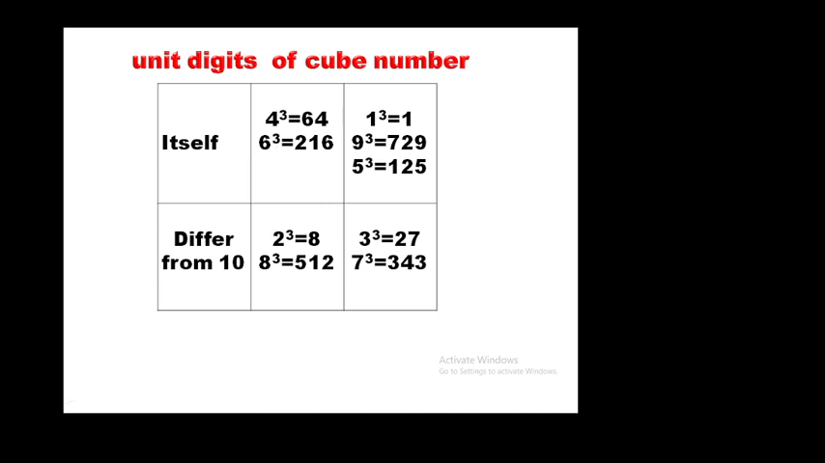When you come to other numbers, not like that. 2 cube ends with 8. Take the difference from 10. What is 10 minus 2? 8. Yeah, that is the technique. When you take 8, how much does it differ from 10? 2. So 8 cube ends with 2 and 2 cube ends with 8.